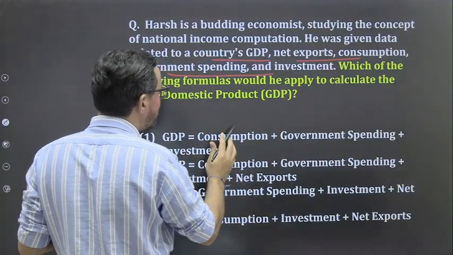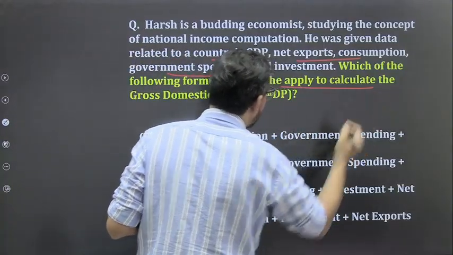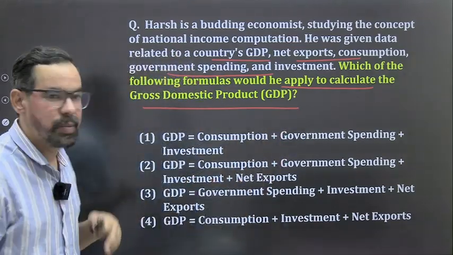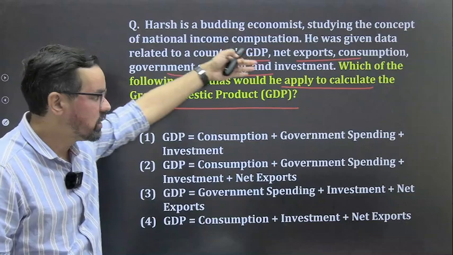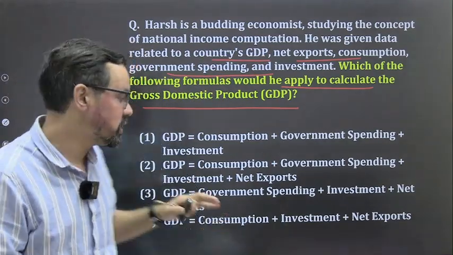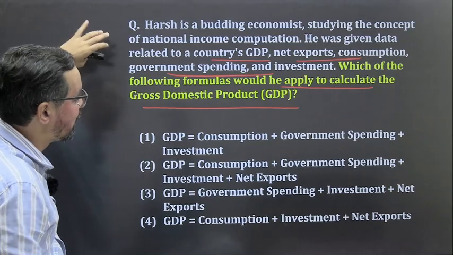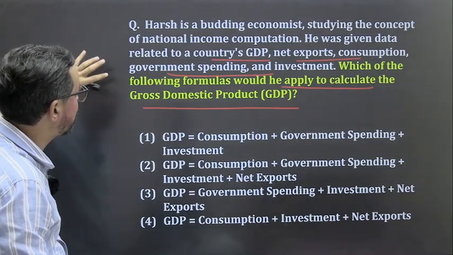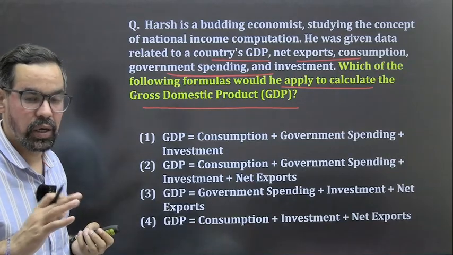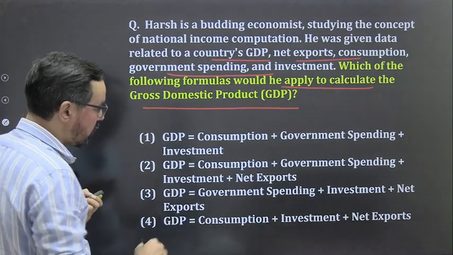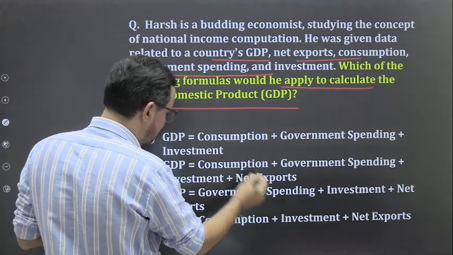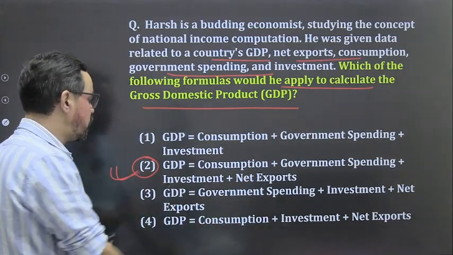Which of the following formulas would be applied to calculate a gross domestic product? Okay. So based on expenditure method, as you can see, this data. In expenditure method, how will we calculate it? Consumption plus government spending plus investment plus net export. Okay, so net export which is export minus import. So consumption, government spending, investment plus net export. Yes, so option 2 will be the right answer for this particular one.